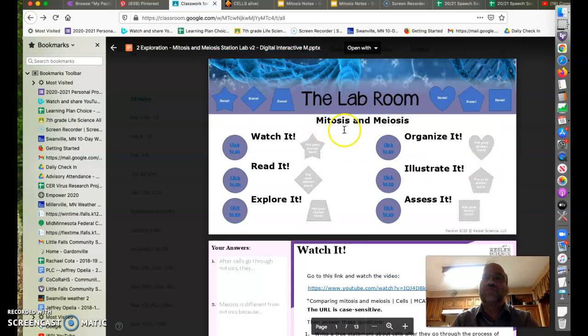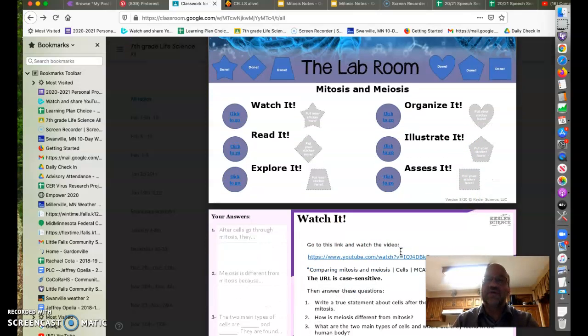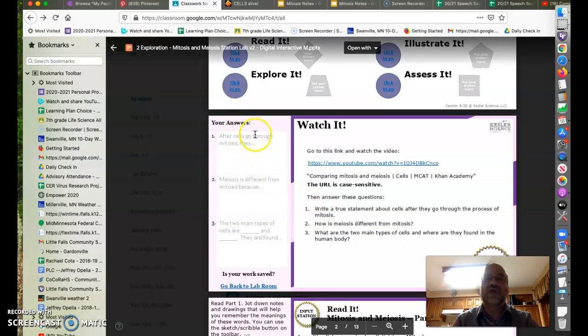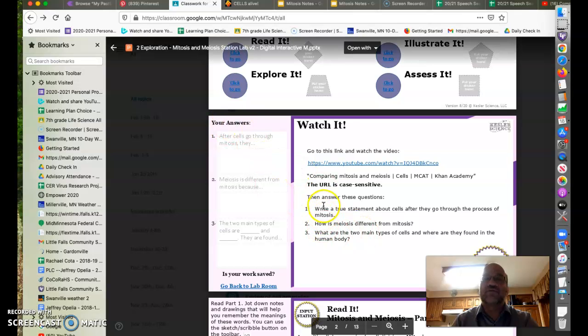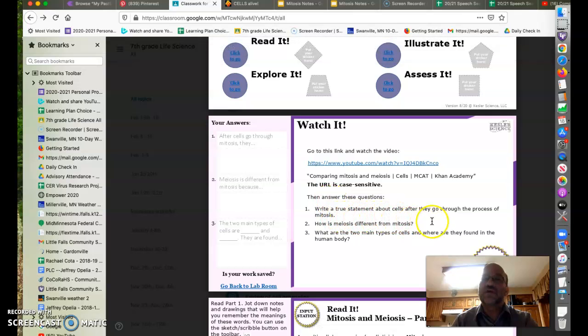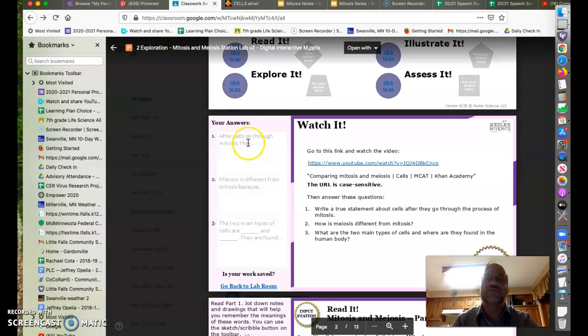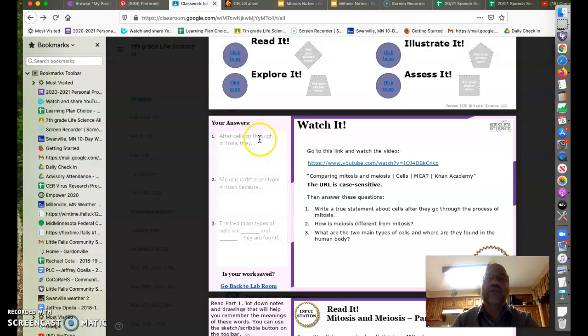We call it the lab room, mitosis, meiosis. You're going to watch it, read it, explore it, organize it, illustrate it, assess it. As you go through this, you see your answers over here. You're going to watch this, and then write 1, 2, 3. It says, write a true statement about cells after they go through the process of mitosis. After they go through the process of mitosis, you're going to write over here what your explanation is.